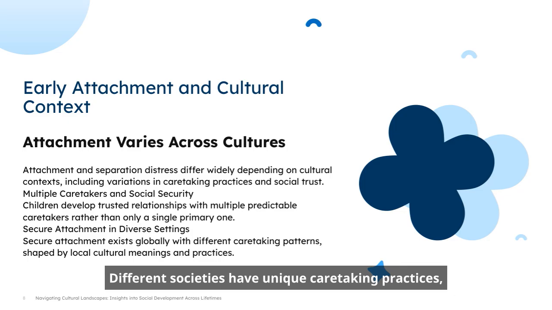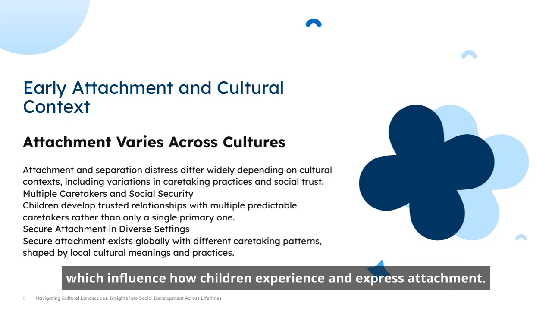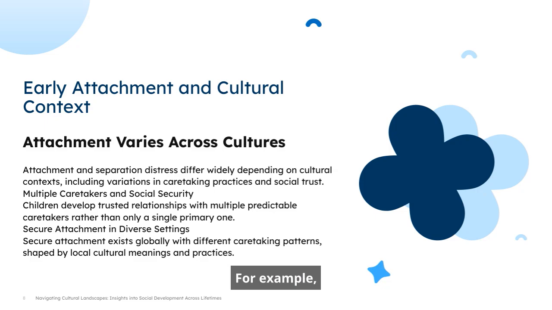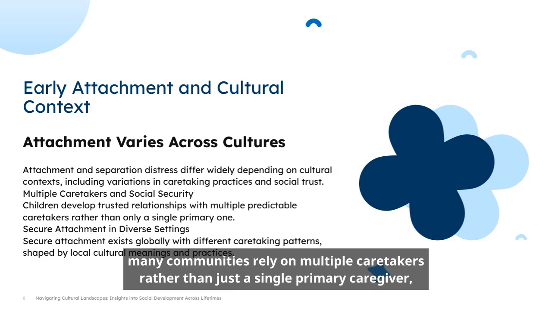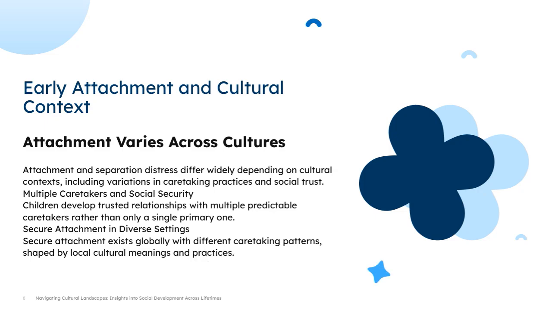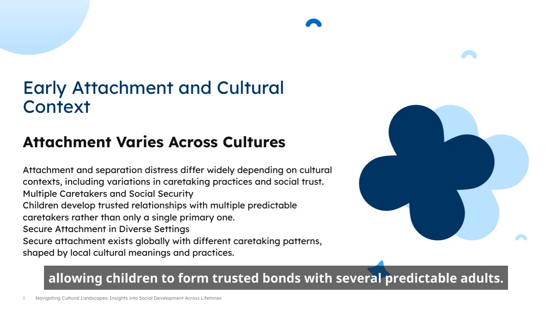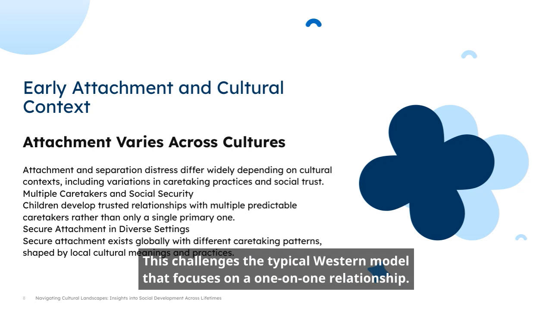Different societies have unique caretaking practices, which influence how children experience and express attachment. For example, many communities rely on multiple caretakers rather than just a single primary caregiver, allowing children to form trusted bonds with several predictable adults. This challenges the typical Western model that focuses on a one-on-one relationship.